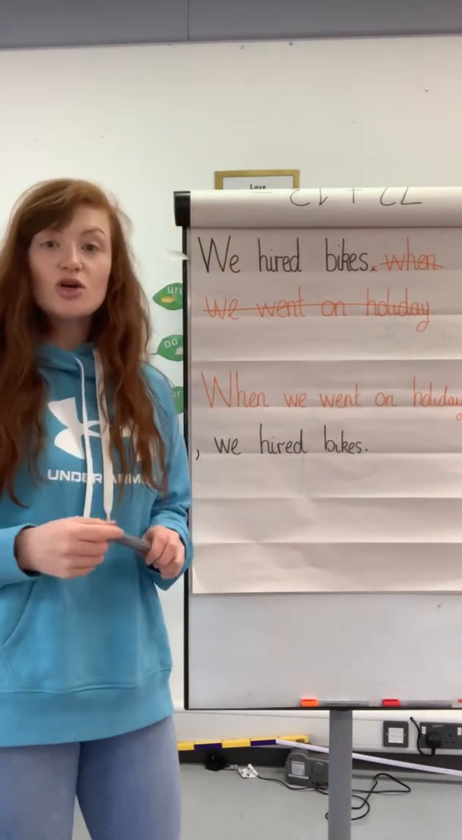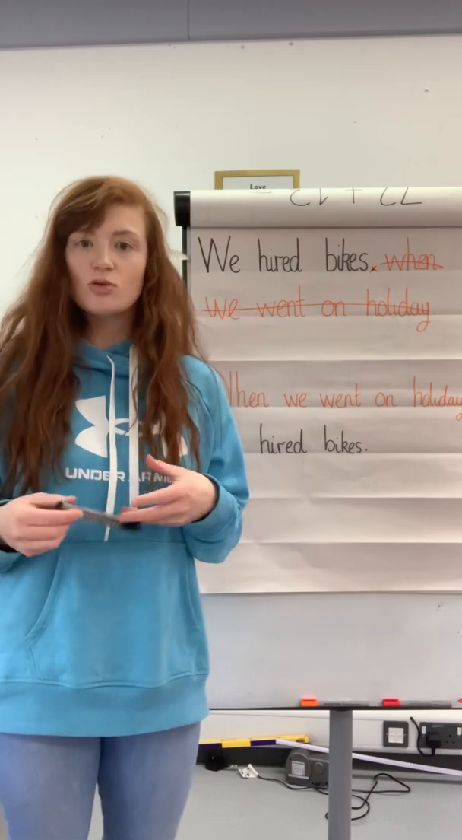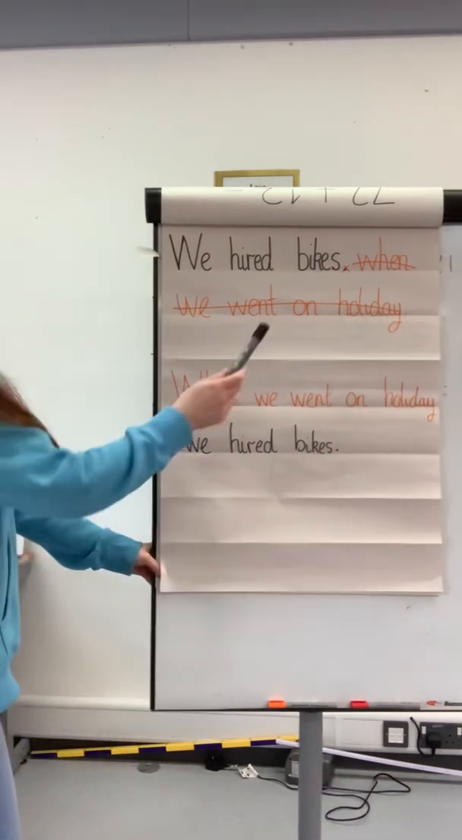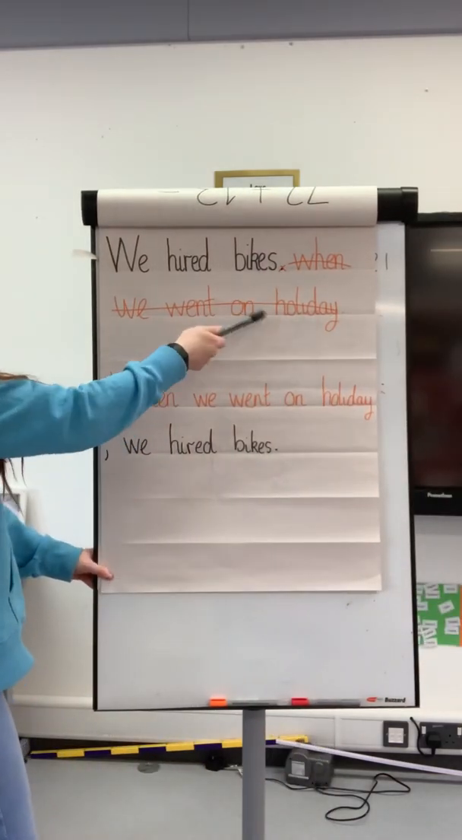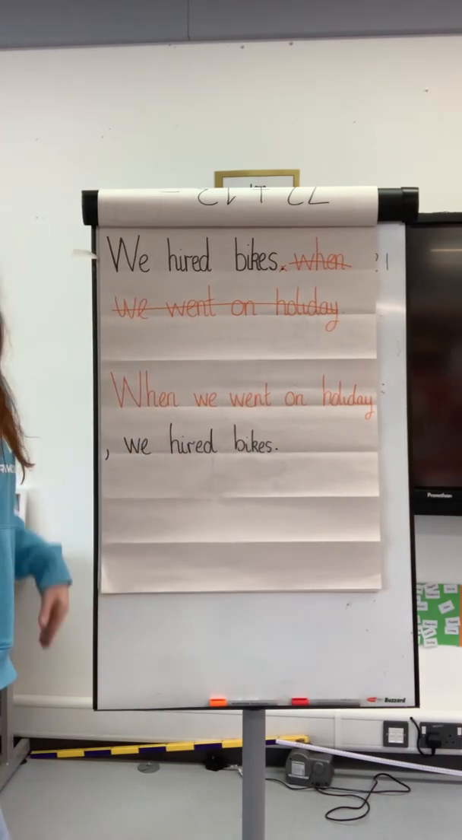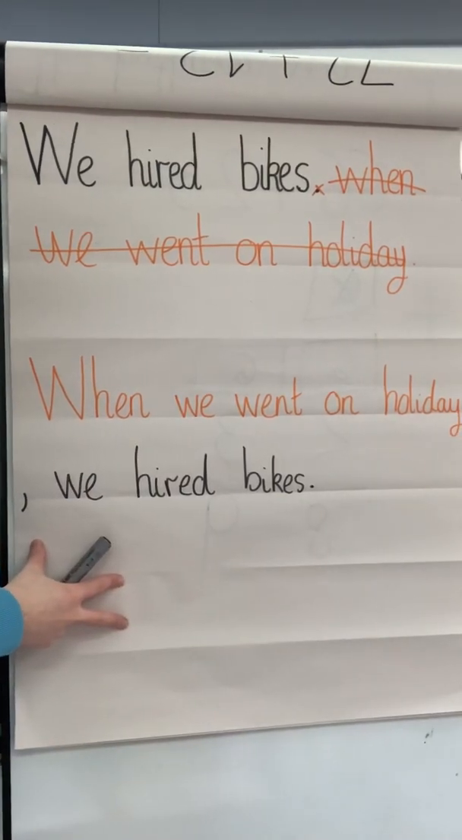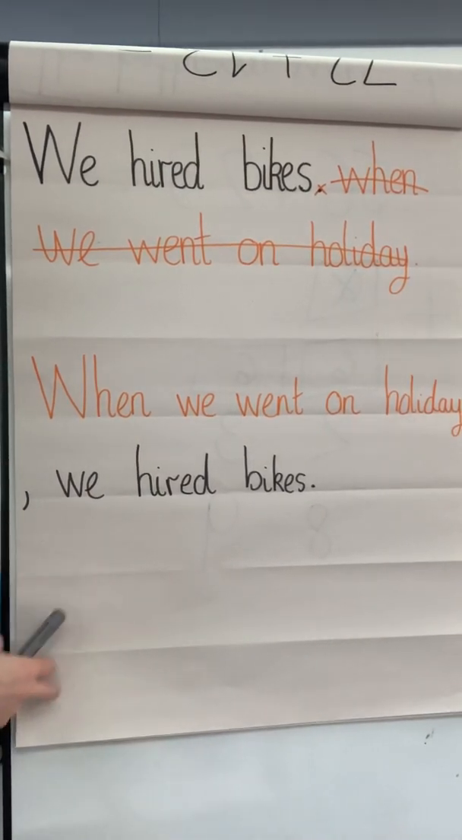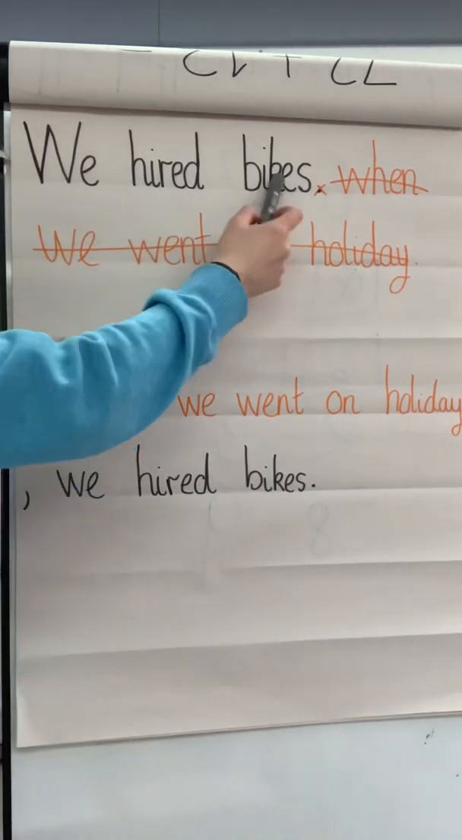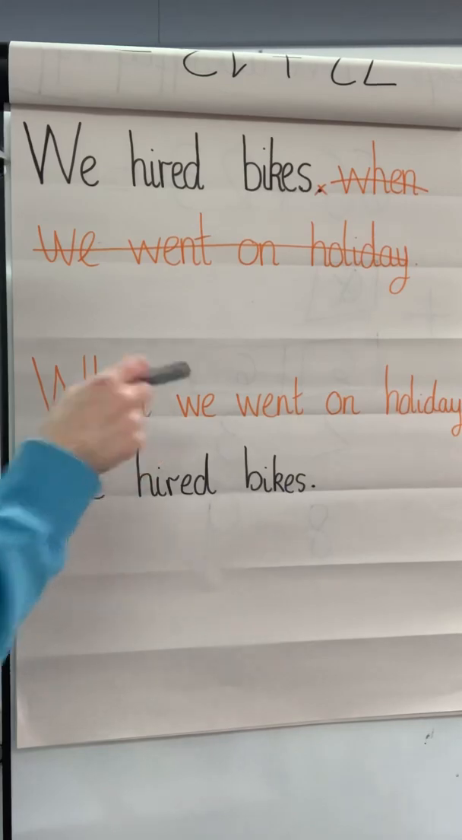So see whether you can have fun manipulating those parts of the sentence, that subordinating clause. Can you do it at the end? So when we went to America, when we went in the mountains, and then see whether you can do it with it at the beginning as well. I've just brought it a little bit closer so you guys can see, because I know that I've used the orange pen, so it might be quite difficult. So we hired bikes when we went on holiday. When we went on holiday, comma, we hired bikes.